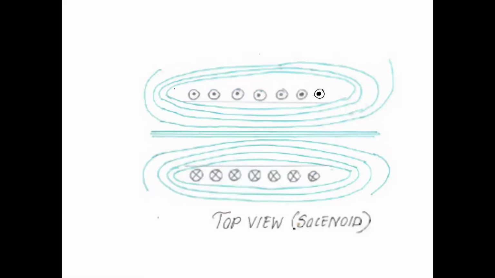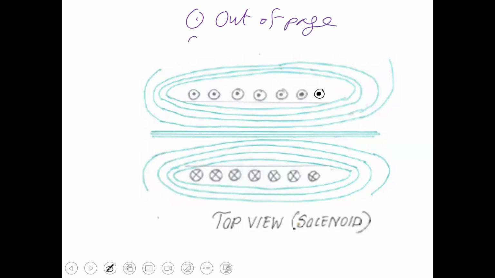Now, introducing the top view of the solenoid. Remember the concept of the solenoid. Suppose this is the solenoid. It is on the table and I'm watching it from the top. Look at the diagram. What's the meaning of dot? Dot means out of the page. Current is coming out of the page. Cross means current is going into the page. So now this is the top view of the solenoid.